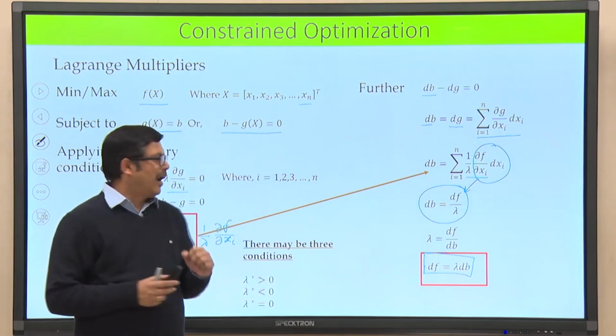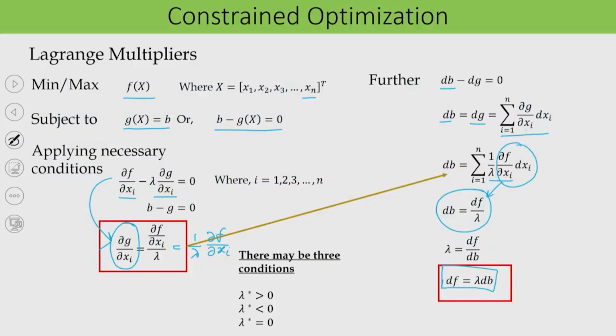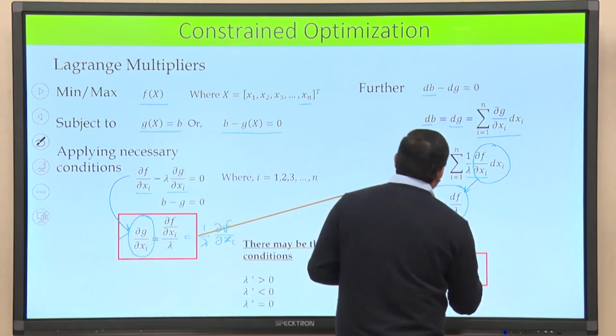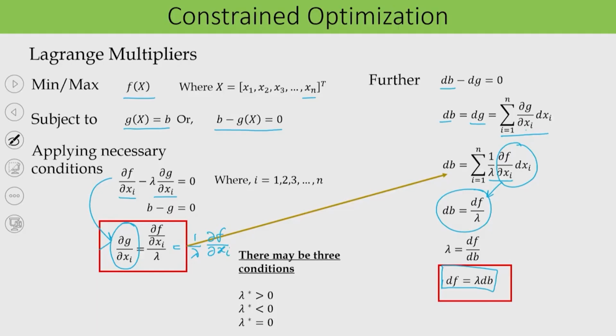Now, if you look at this relation, that is df equal to lambda dB, what does it mean basically? Lambda is telling us how sensitive this constraint is. If lambda is 0, that means it does not have any impact. If you are either relaxing or tightening that constraint, it will not impact the objective function value.